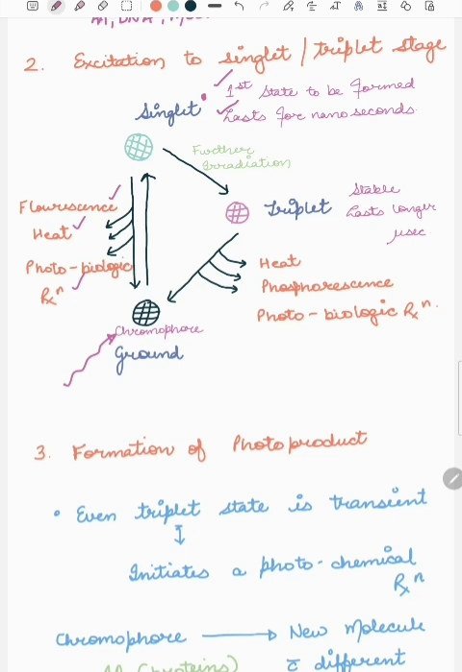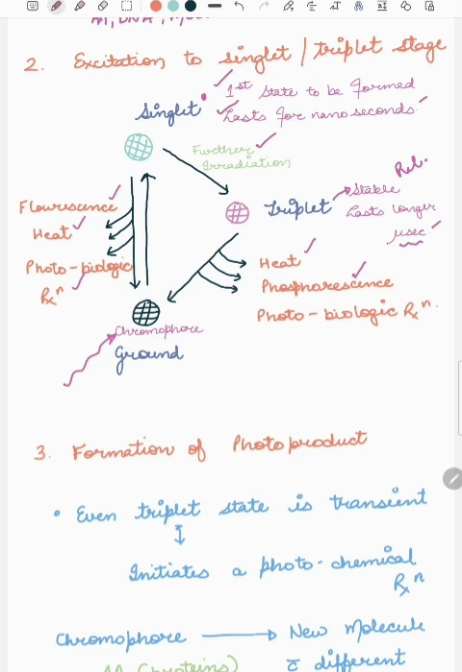What can happen further? This singlet state can also get further irradiation, and it will get converted into a triplet state. Now this triplet state is relatively stable. It is not fully stable, it is relatively stable, and it will last for microseconds. Okay, fine. So this was nanoseconds, this is microseconds. Here also, when it goes back to the ground state, there will be heat, phosphorescence, and a photobiological reaction.